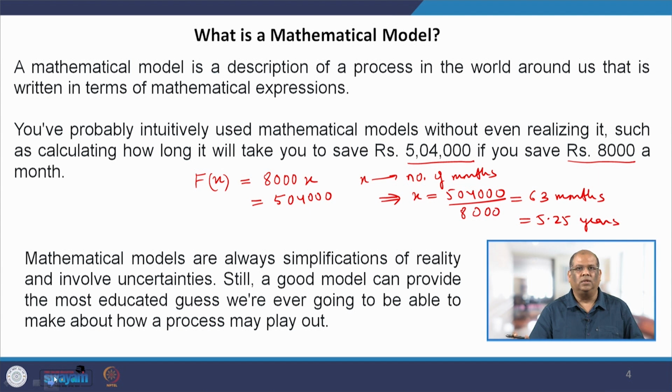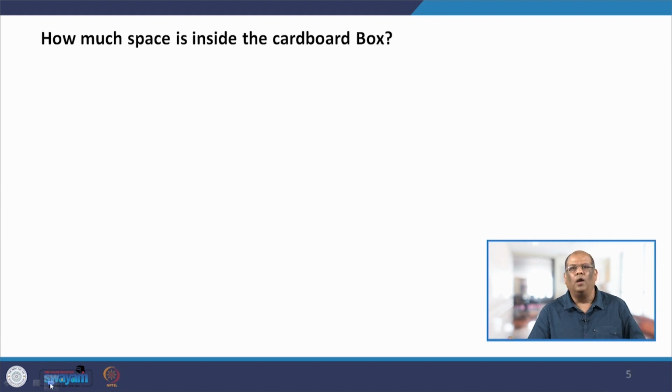But though it is a simplification, it gives you some sort of initial guess of how much time you will be requiring so that you can afford the car. So, that is how your mathematical model works in real life. Let us take another example.